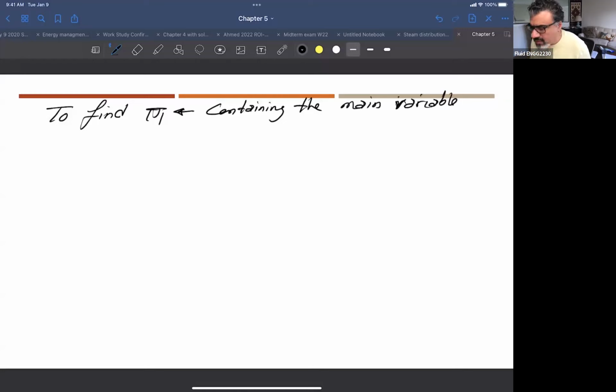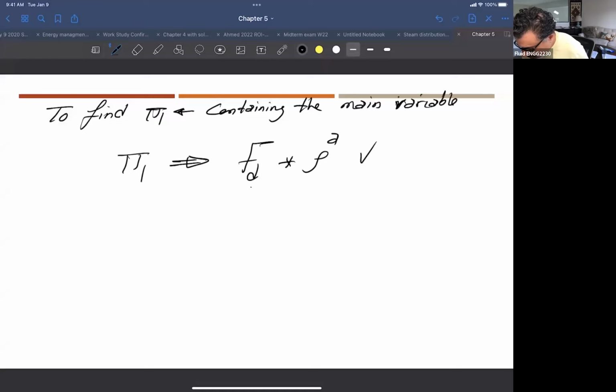Okay, so what does it mean? It means that this pi 1 here is your main variable. What is your main variable? It is FD, right? So in order to create this pi 1, you take this FD, which is the main variable, and multiply it by these repeated variables to the power A, to the power B, to the power C. I don't know A, B, and C. I just need to find out what combination of these can generate the first group, okay?